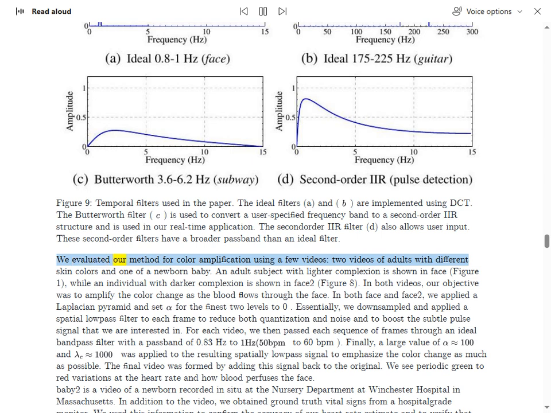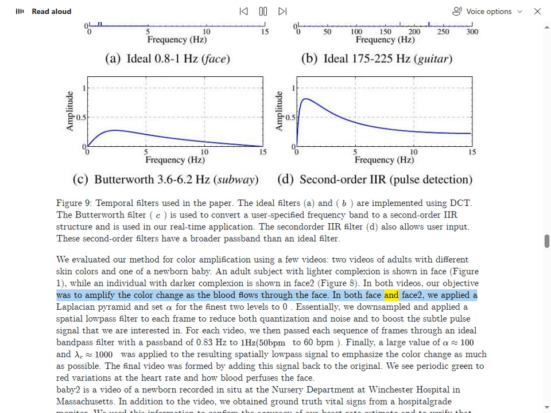We evaluated our method for color amplification using a few videos, two videos of adults with different skin colors and one of a newborn baby. An adult subject with lighter complexion is shown in face, figure 1, while an individual with darker complexion is shown in face 2, figure 8. In both videos, our objective was to amplify the color change as the blood flows through the face.